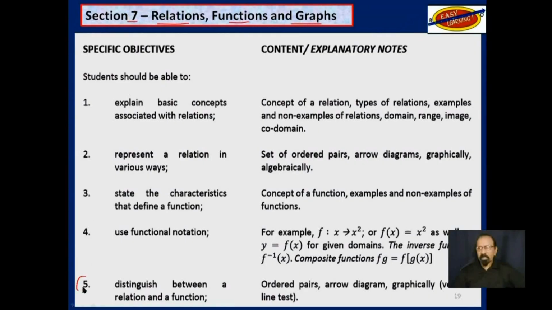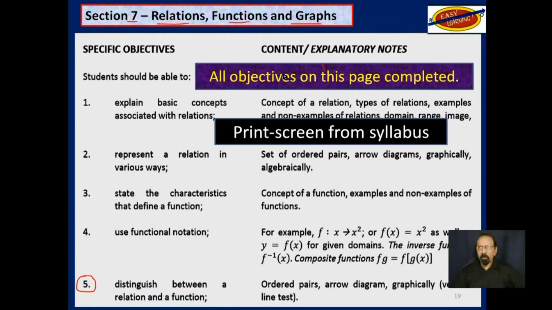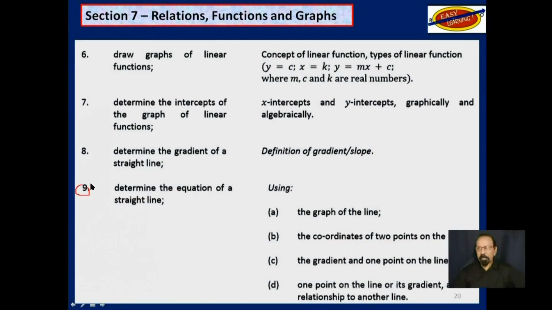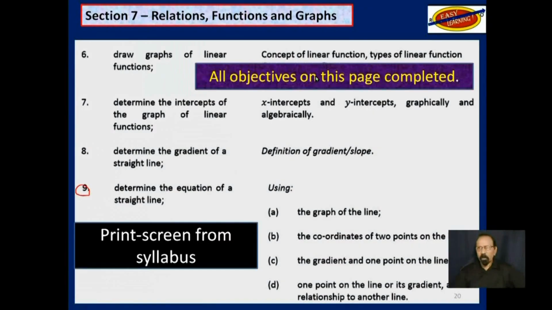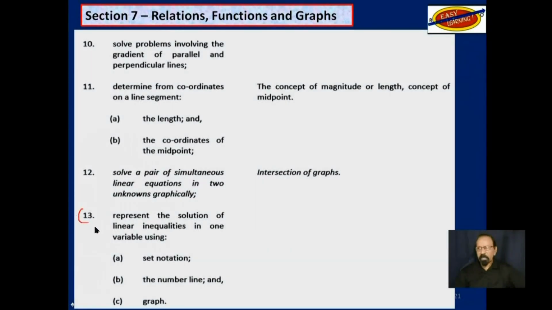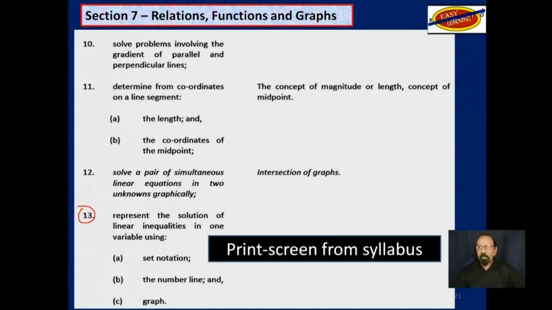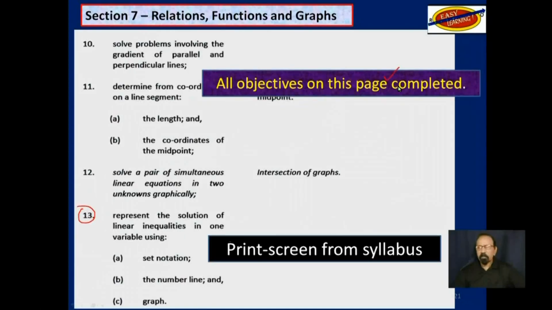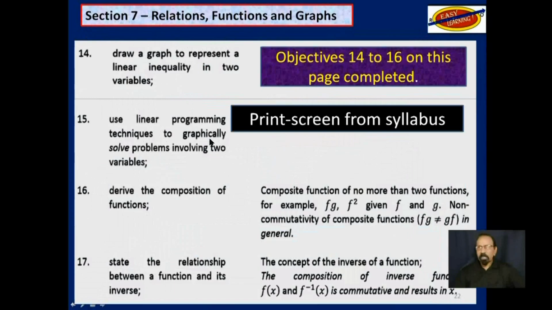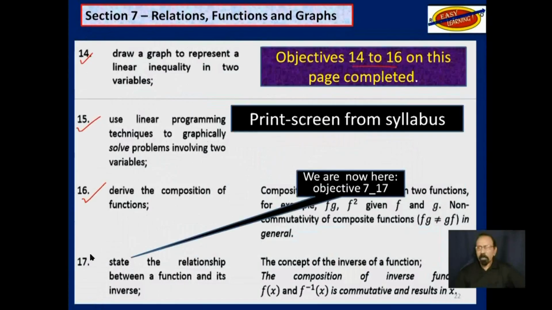We have 5 objectives here on this page. Those have all been completed. Next page, we go up to objective 9. Those have all been completed. On the next page, up to objective 13. Those have all been completed. And we are now here. Objectives 14 to 16 have been completed. 14, 15, and 16. Now we are at objective 17.